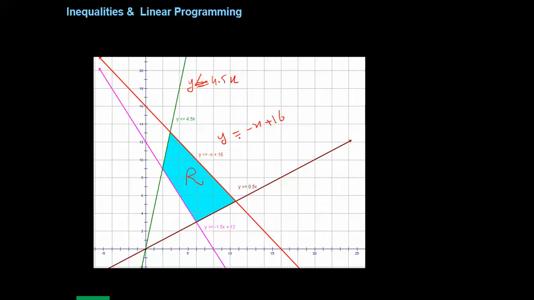The region is below the line, so it will be less than or equal to minus x plus 16. And then this brown line is y is equal to 0.5x. The region is above this line, so it will be greater than or equal to 0.5x. And then the purple line has the equation y is equal to negative 1.5x plus 12. The region is above this purple line, so we'll put a greater than sign here. So it is greater than or equal to this. These are the four inequalities for this region.